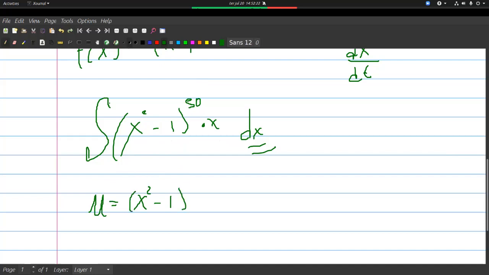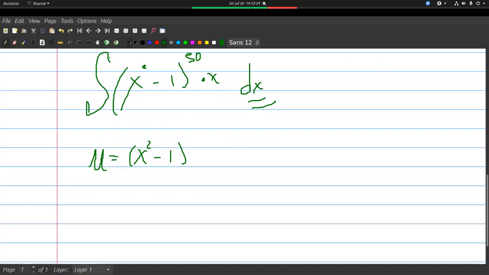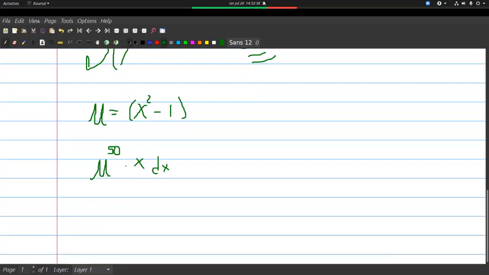And why did I do this? Because now we have u to the 50th power times x dx. But we do have the derivative of u, which is du. And we're going to derivate u in relation to x. And we're going to find this so that we can replace, because we don't want to have du in relation to dx.